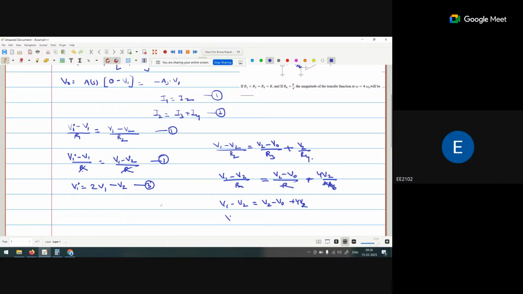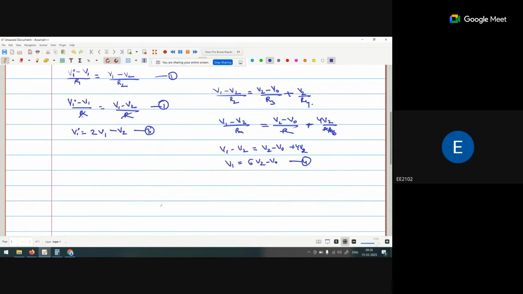So V1 is equal to 6 V2 minus V0. Can I put this equation in this one? So Vi is equal to 2 times 6 V2 minus V0 minus V2. So Vi is equal to 11 V2 minus 2 V0. Equation number six.